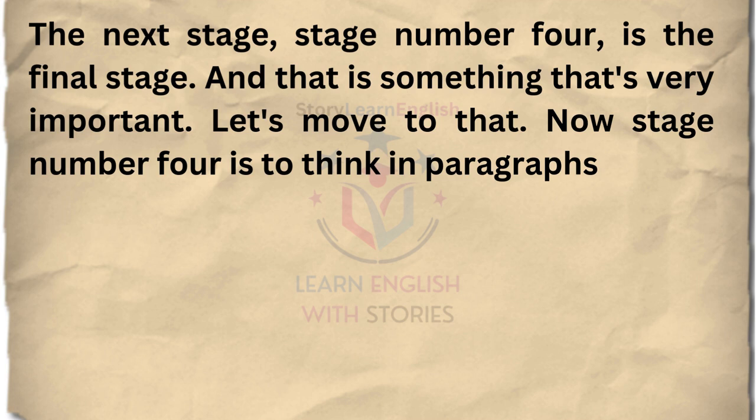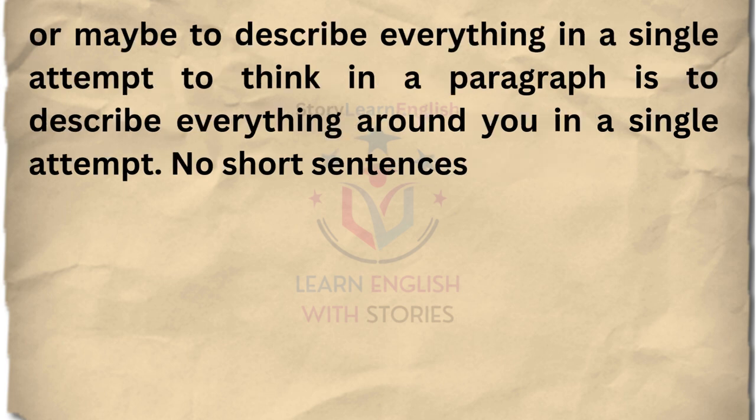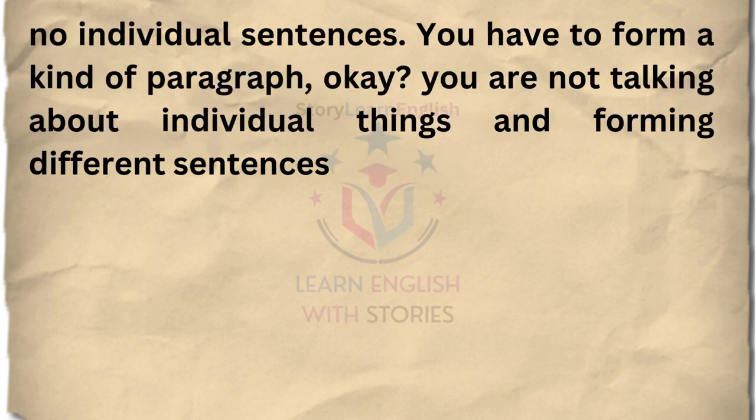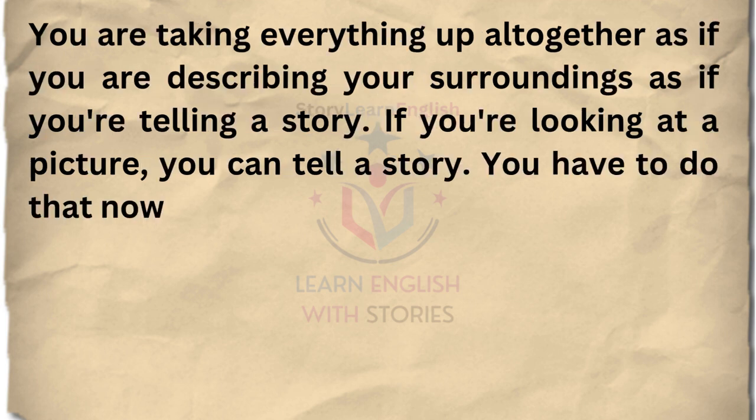Let's move to that. Now stage number 4 is to think in paragraphs, or maybe to describe everything in a single attempt. To think in a paragraph is to describe everything around you in a single attempt. No short sentences, no individual sentences. You have to form a kind of paragraph, okay? You are not talking about individual things and forming different sentences. You are taking everything up all together as if you are describing your surroundings, as if you're telling a story.